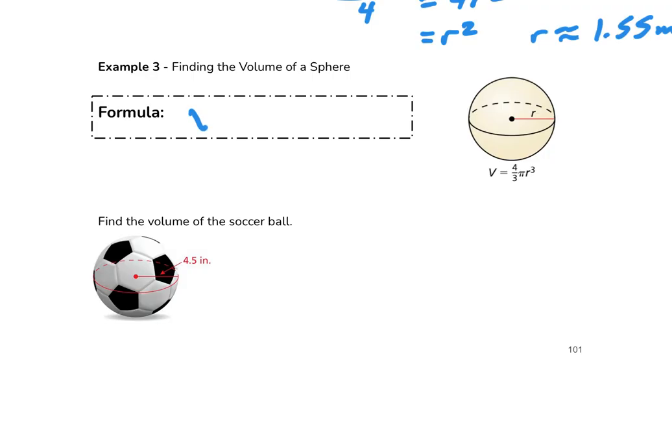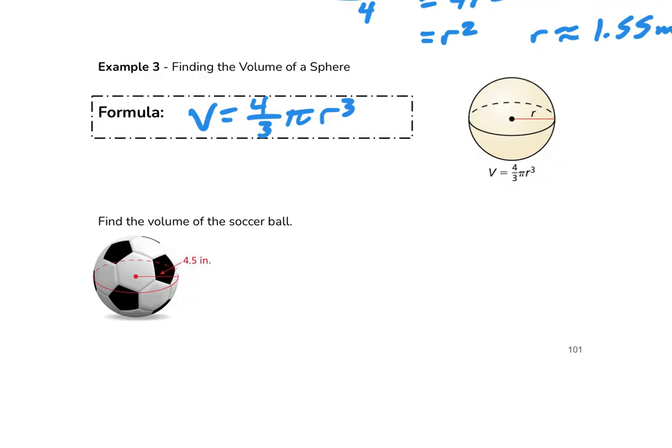The formula for volume, this one's a little bit different: 4/3 pi r cubed. Okay. 4/3 pi r cubed. So a couple of things to notice here.